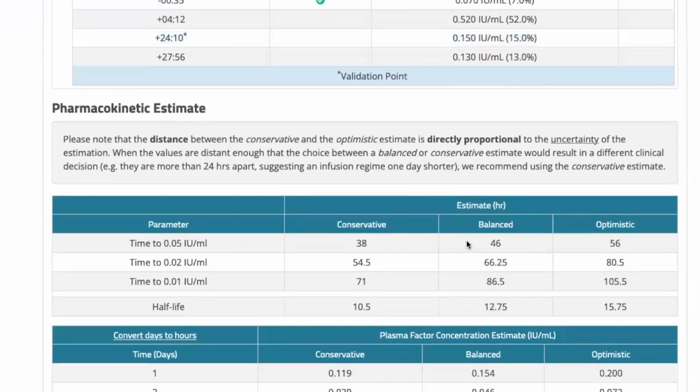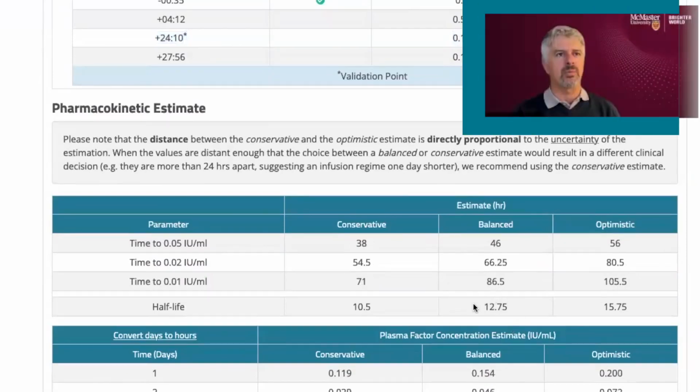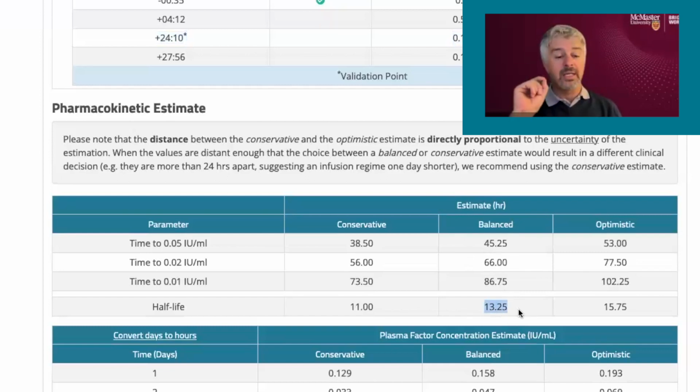Inputting a PK study, the original estimate told me that the half-life was 12.75. The updated one tells me it is 13.25. So it is half an hour longer after adding this information.